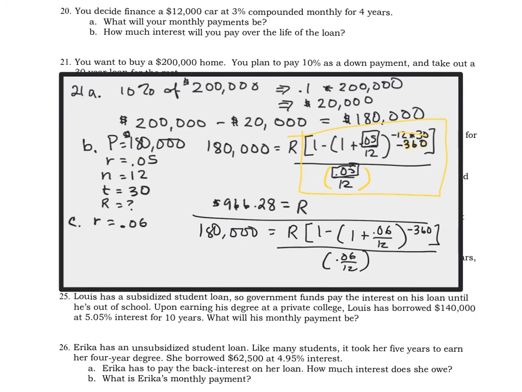All right, so when I go ahead and put this in my calculator, and then I take the 180,000 and divide by the amount I just got, we will find that my regular monthly payment is $1,079.19. So as you see, there's a considerable amount of difference in what your monthly payment would be if the interest rate was 6% versus 5%.